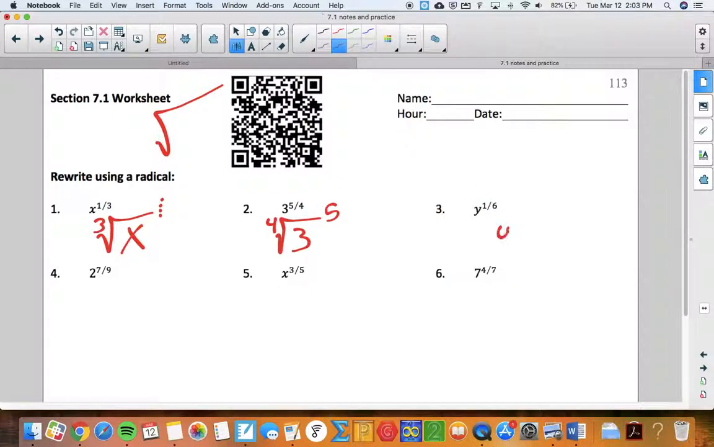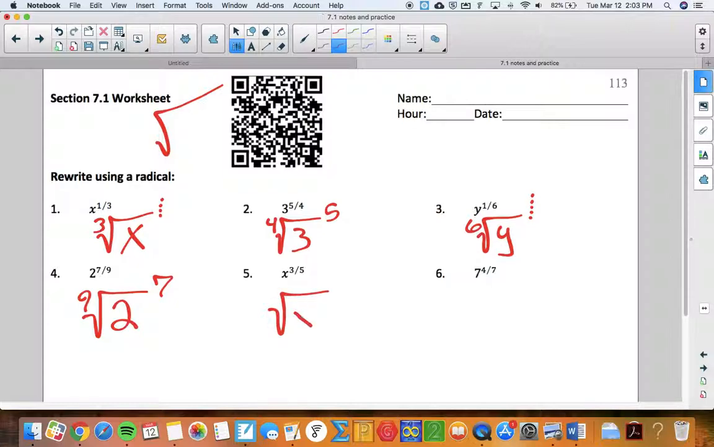Number 3, the root or index is 6, and again the power or exponent up there continues to be 1, which we don't have to write down. What number goes in the radical here? In the radical goes a 2. Our index is 9, and it's still raised to the power of 7 there.